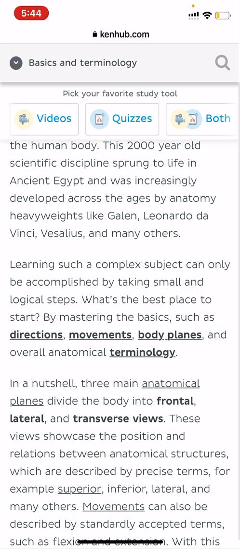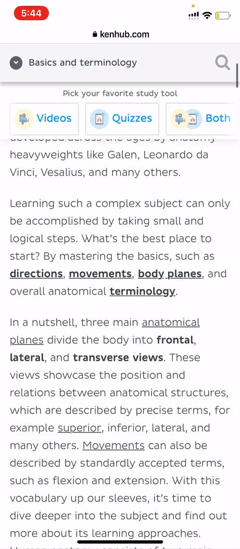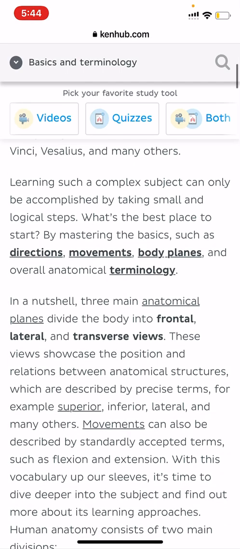Learning such a complex subject can only be accomplished by taking small and logical steps. What's the best place to start? By mastering the basics such as direction, movements, body planes, and overall anatomical terminology. In a nutshell, the main anatomical planes divide the body into frontal, lateral, and transverse views.